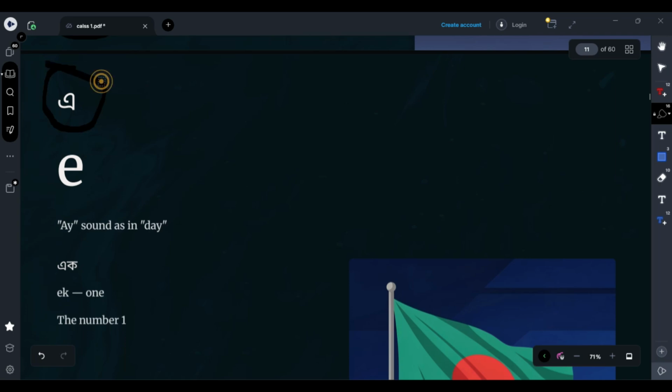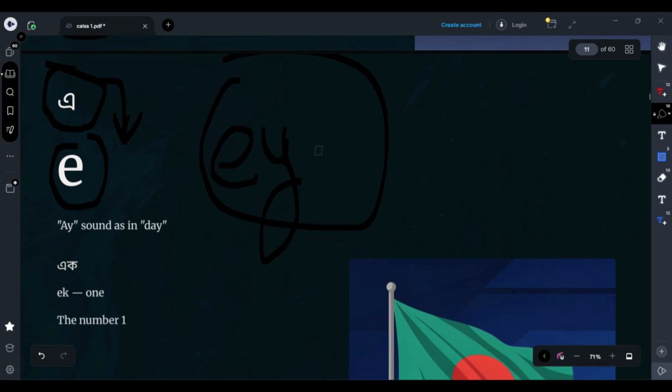This is the symbol of this new alphabet. We can call it A. The sound is A, like day, like we can say, day. The sound is like this, A, like this.